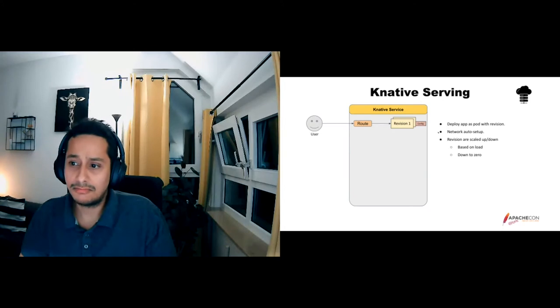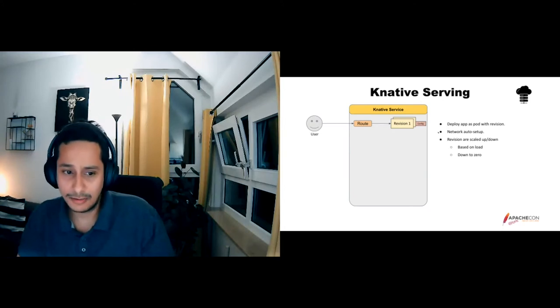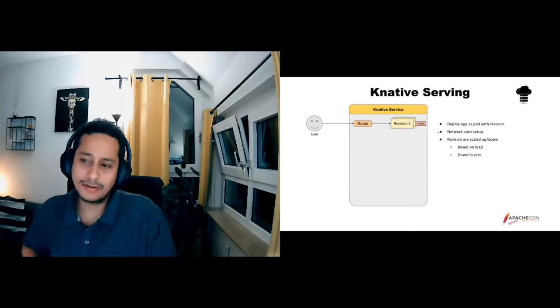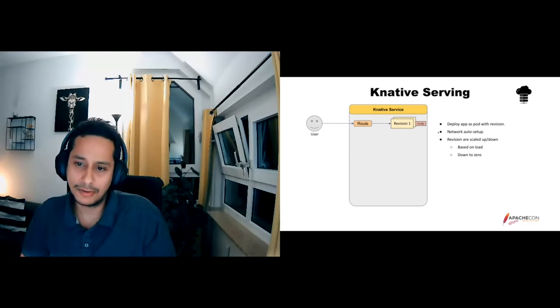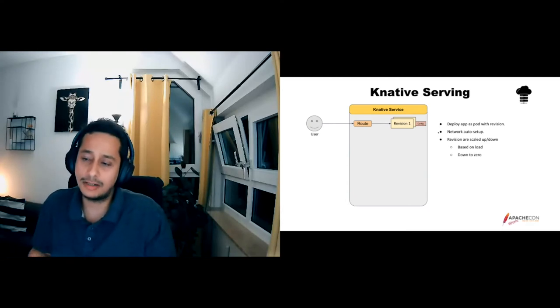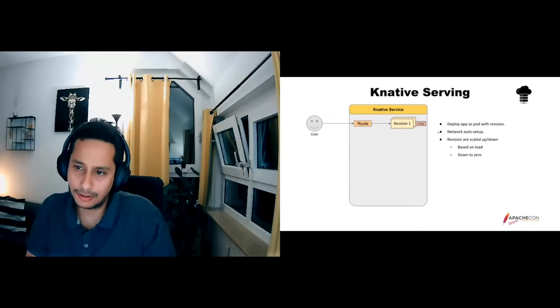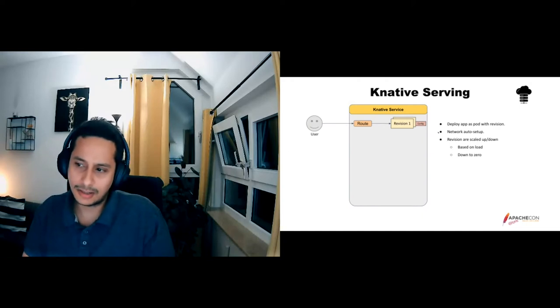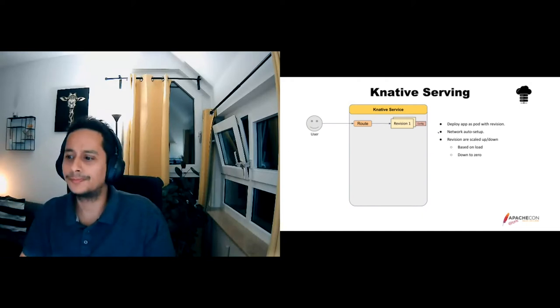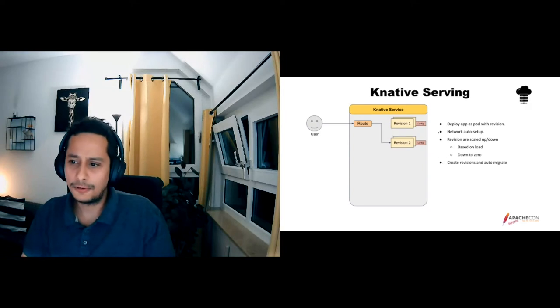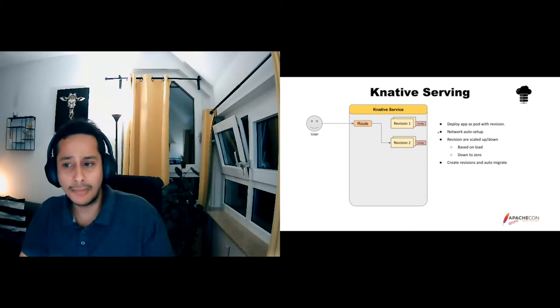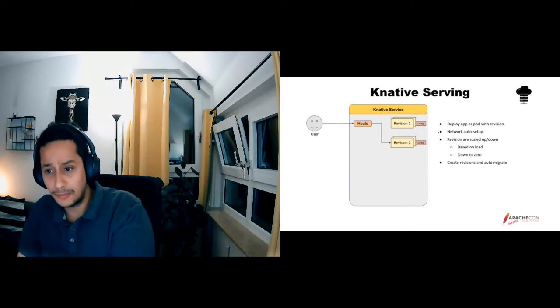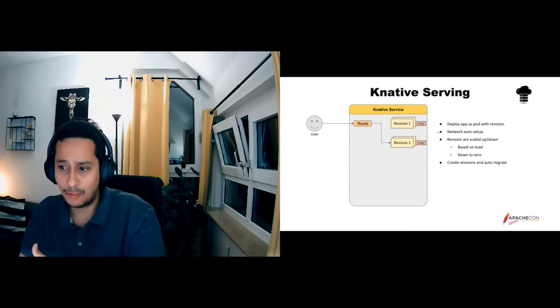Let's say now revisions will be scaled up and scaled down. That means in your service, you can define the rules for how your service will scale up, scale down, or even scale to zero. For example, you could pick a metric like CPU or concurrency, and tell Knative to scale up at this point and scale down at that point. Now, for example, let's say I deploy a second revision. Knative will automatically migrate the routes to the new revision. This is, I would say, quite neat.